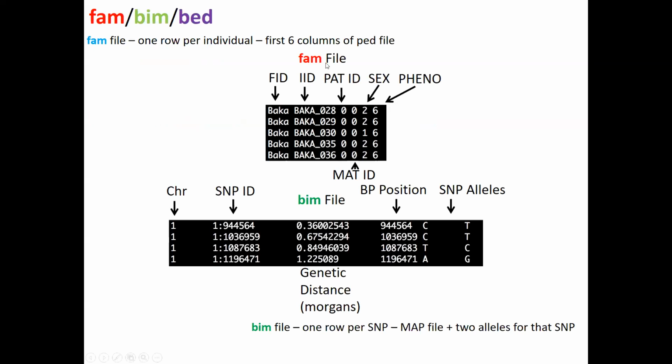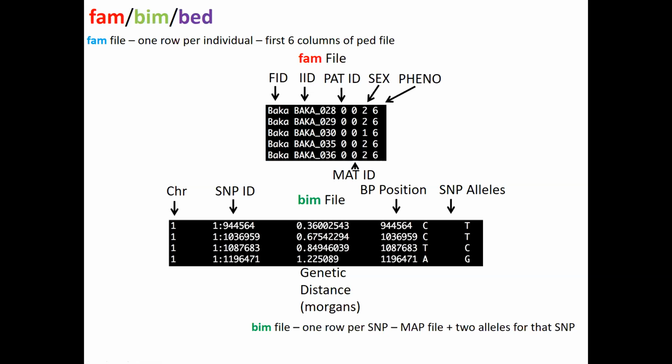In this picture, the first 6 columns of the .fam file are the same as the first 6 columns of the PED file, like this picture in the slides. The first is family ID, the second individual ID, the third paternal ID, the fourth maternal ID, the fifth the sex, and the sixth the phenotype.